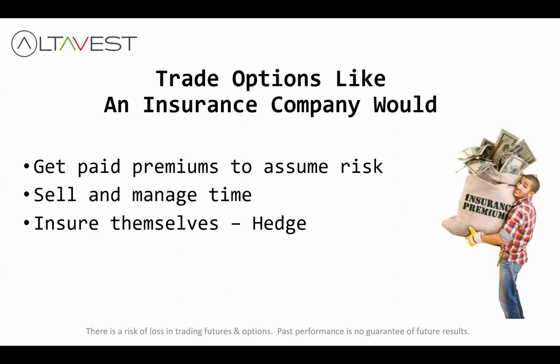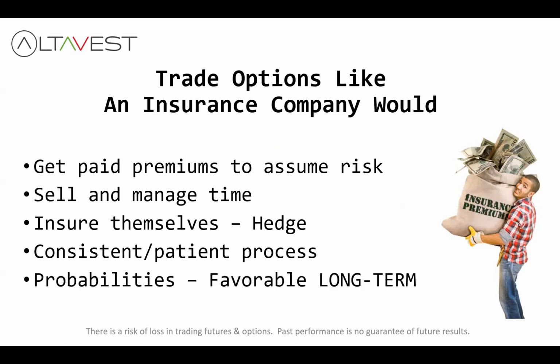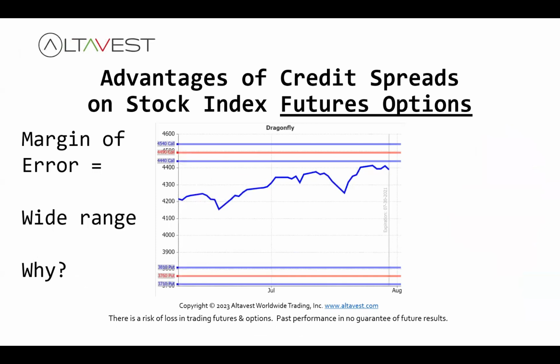And they would always insure themselves against an outlier event or a disaster, meaning they hedge their business. And being in business, they treat it like a business, and they are going to be process driven. They're going to use consistency in their approach and be very patient. And they're by and large looking at math and probabilities and just favorable long-term mathematical situations. And part of that is just with selling options when you have the higher probability outcomes on your side.